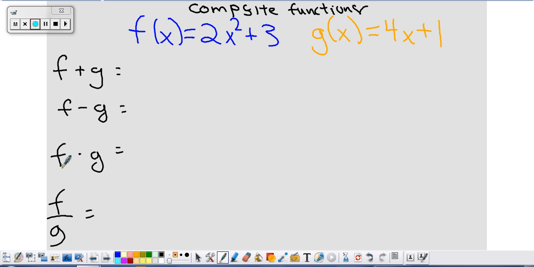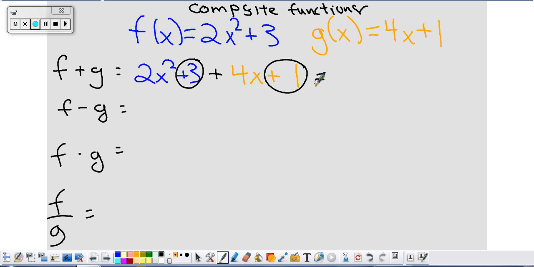So let's start with adding the two functions. F of x is 2x squared plus 3. G of x is 4x plus 1. So all we would have to do to add it is to literally write 2x squared plus 3 plus 4x plus 1. So, what are the like terms in this? Well, the two like terms that I can see are this positive 3 and this positive 1. So my final answer should come out to be 2x squared plus 4x plus 4.